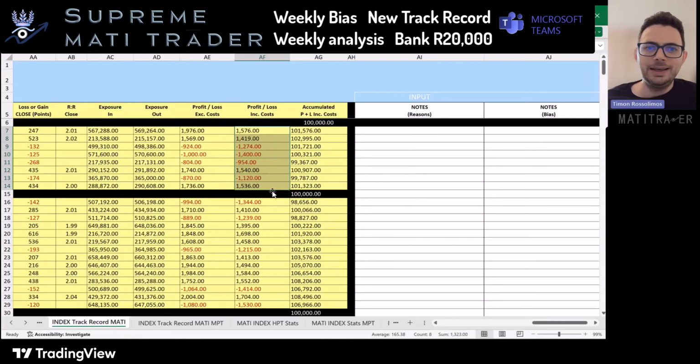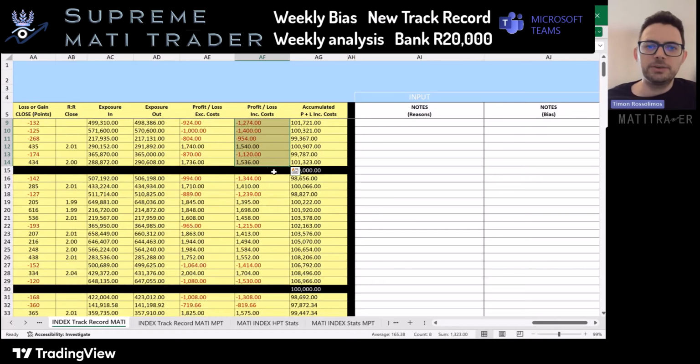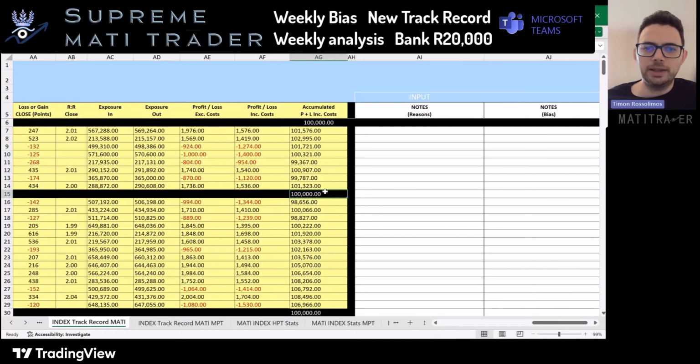Including costs, you can see that the return was 1.3% of your portfolio, or 1,323 points. Moving to the next month, you see it started with another 100,000 Rand portfolio. We're not going to compound, so that we can base it on each month rather than the previous months.